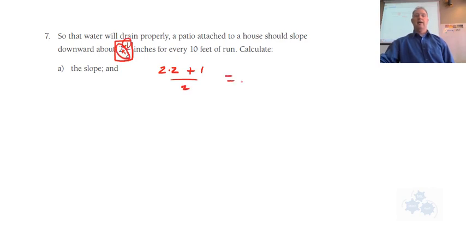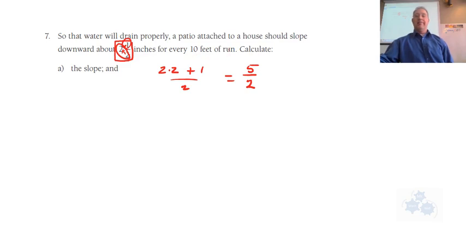Multiply, add, put it over 2. So what's that? 5 over 2. So there you go. That's what it is. So the water will drain properly. The patio attached to the house should have a slope downward about 2.5 inches for every 10 feet of run.